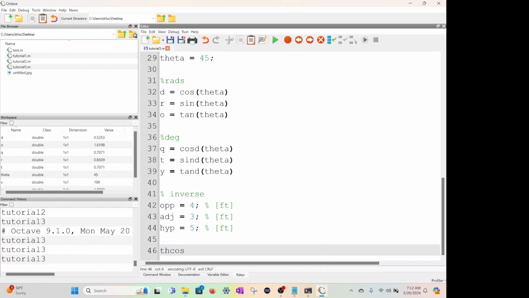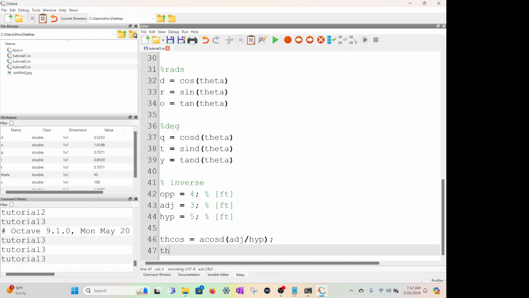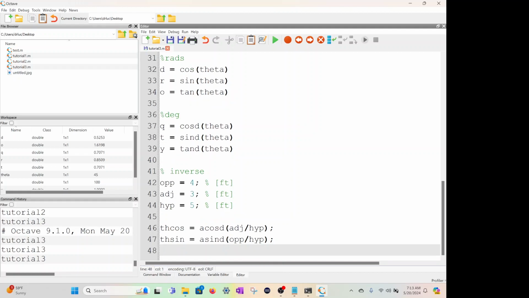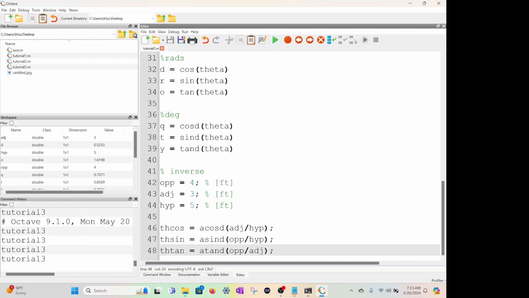So I'll just write a variable. It'd be a cos d of adjacent over hypotenuse. All right, and if you want to find the sine of the angle, it'd be a sine d of opposite over hypotenuse. And then say you wanted to find the tangent of that angle, a tan d of opposite over adjacent. Okay, and then if I run these, they will also show up.